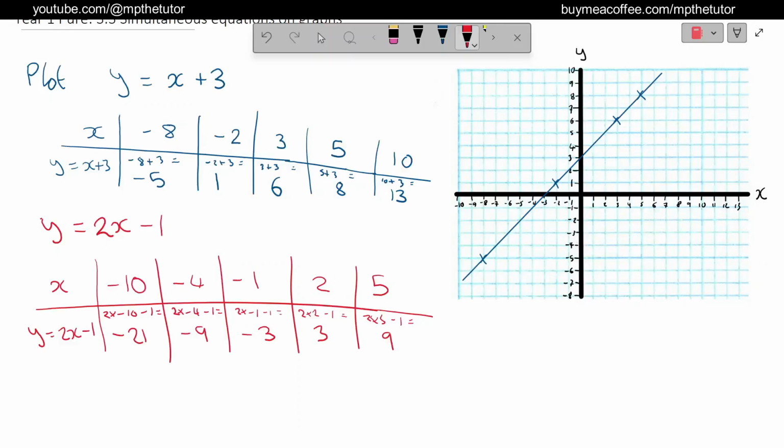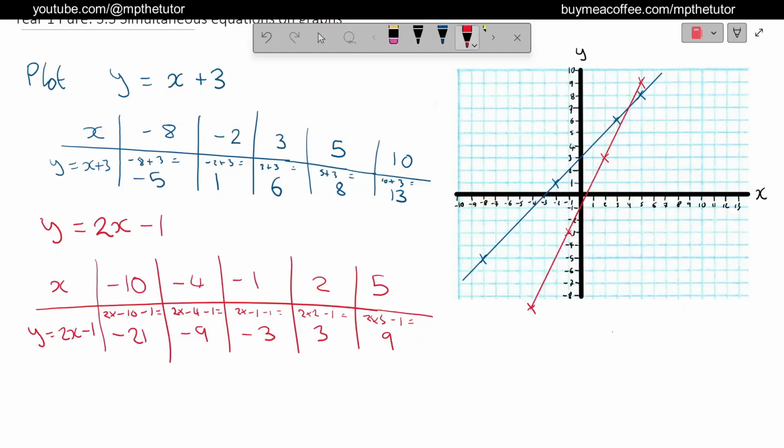Let's plot this on. So x is minus 10, y is minus 21, so that's down there. We're not even going to bother writing that one. When x is minus 4, y is minus 9, which isn't quite on the graph, but should be somewhere down there. When x is minus 1, we're at minus 3. When x is 2, y is 3, so along at 2, up 3. And 5, 9. It's along 5, up to 9. And there we go. We have a nice straight line.